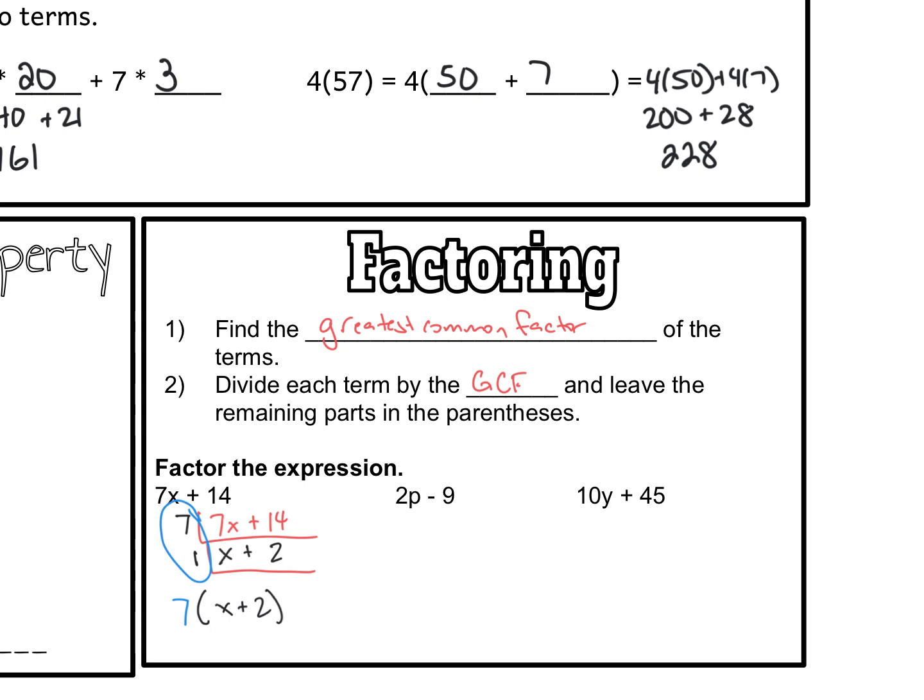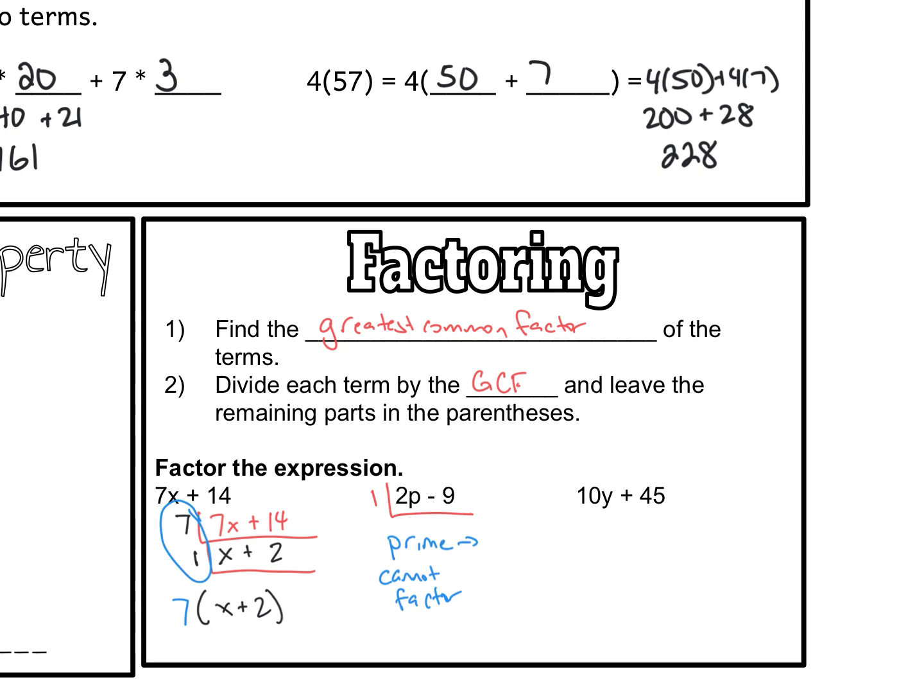All right, let's try another one. What is something that 2p and 9 can both be divided by? So what could 2 and 9 both be divided by? Well, since 2 can only be divided by 1 and 2, and 2 can't go into 9, their greatest common factor is 1. And whenever this happens and their greatest common factor is 1, we call these prime, okay, which means we cannot factor.